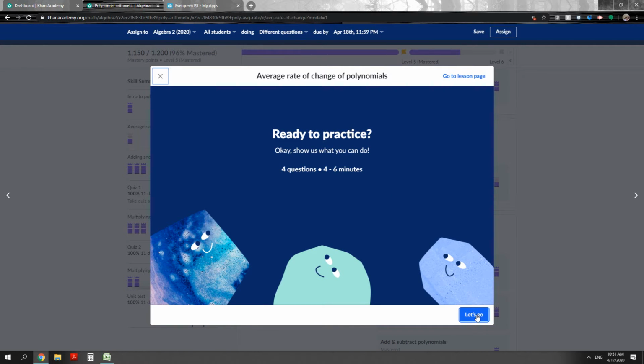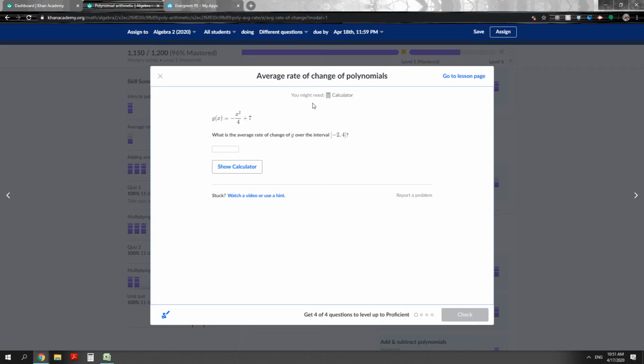4 questions, 4 to 6 minutes. What is the average rate of change of g over the interval -2, 4? Okay, so if I get really stuck, click right here. You can watch the video that explains it, or you can get the hint. It's much better to do that than just try to keep hoping that you figure it out. If you spend the time to actually relearn it from scratch and start this whole quiz all over again, it's going to be easier. But let's see what we can figure out.